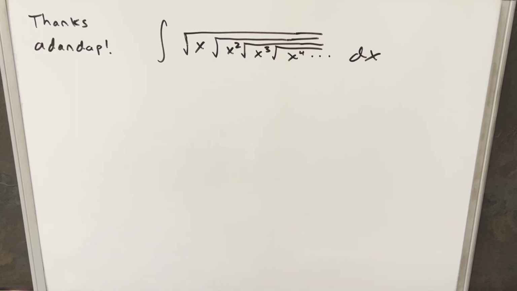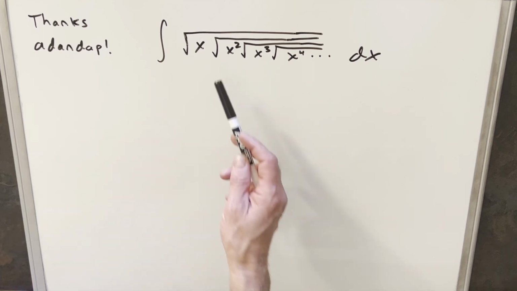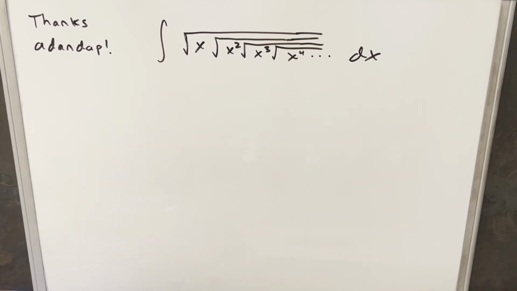Okay, we have here today on the board another interesting integral. This one was suggested in the comments by Dan Dapp. We have the integral of this infinitely nested square root of x times x squared, x cubed, x fourth, on and on, dx. Now I did a problem really similar to this with an infinitely nested square root just a week or so back, and this one's gonna go about the same way.